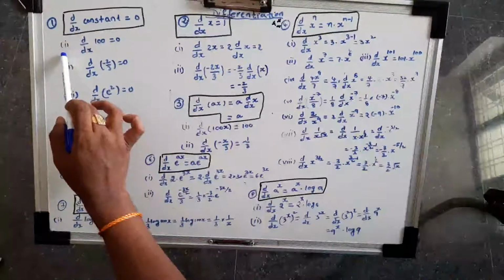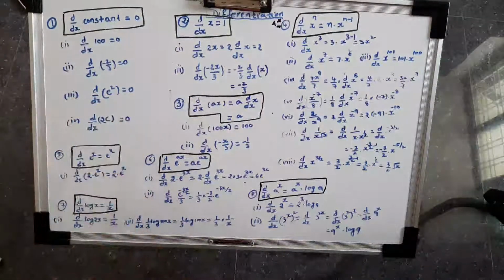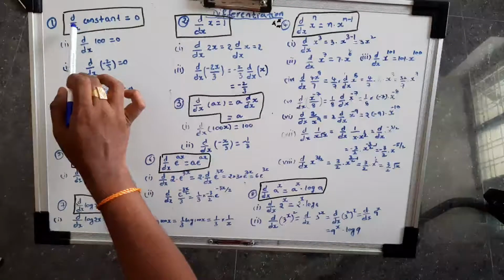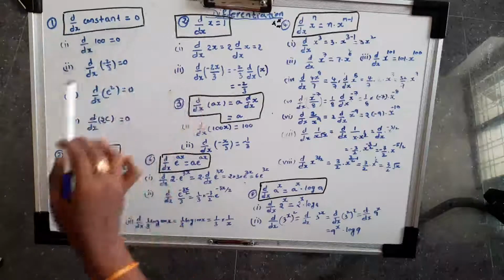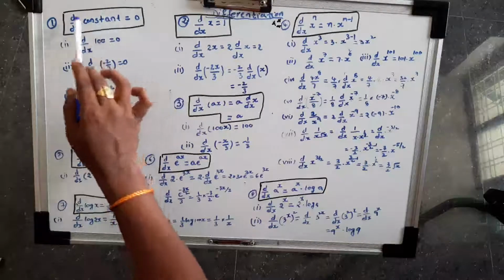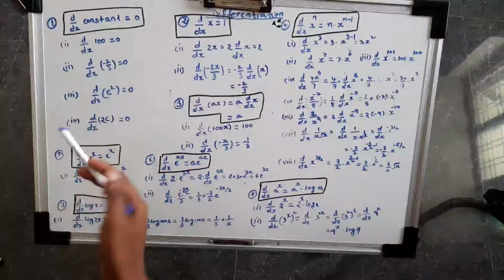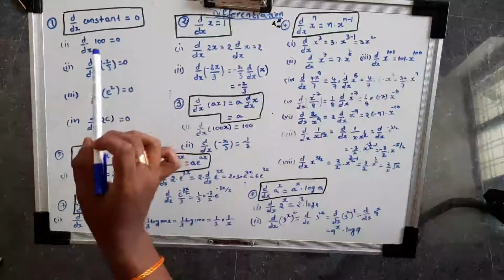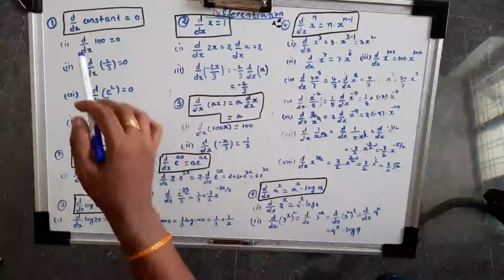Here I have given example problems and all the problems are solved. This is the first formula: the derivative of a constant is equal to 0. So, first example. What is a constant? All the real numbers. Any integers, fractions, negative integers, all are constants.